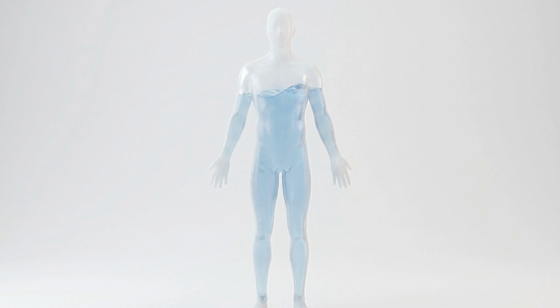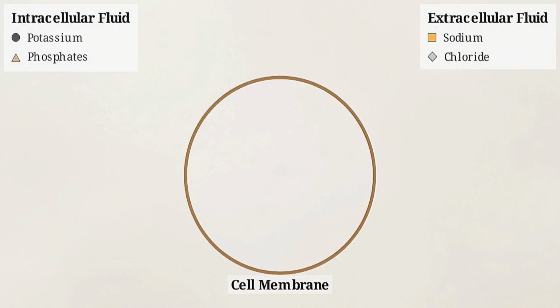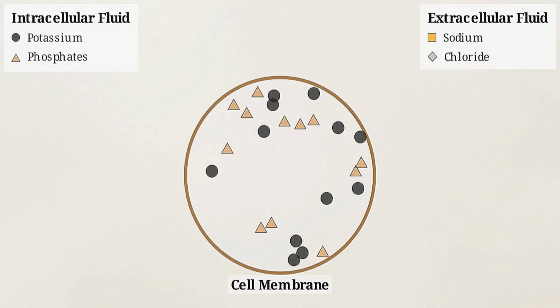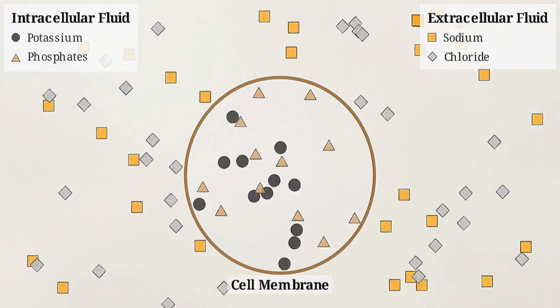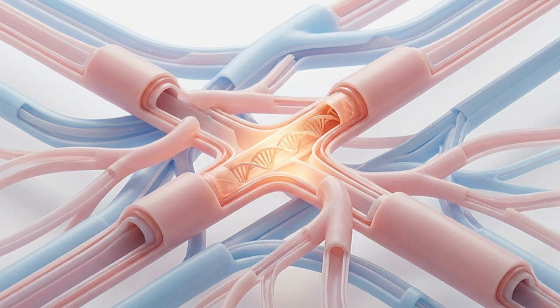An adult male body is approximately 60% water, holding around 42 liters of total fluid. These fluids operate under distinct chemical rules. The fluid trapped inside the cells relies heavily on potassium and phosphates, while the extracellular fluid surrounding them requires a strict balance of sodium and chloride. To keep these fluids moving through the tissue matrices, the body requires a central mechanical pump.